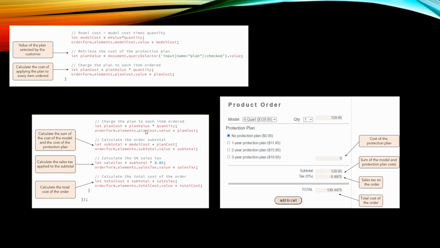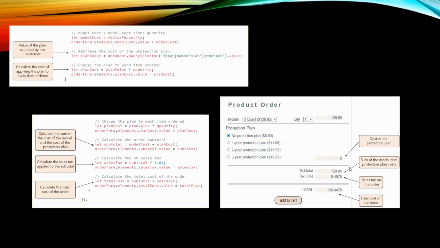Then we're going to come down here to this bottom left, and we're going to update the rest of these text boxes. So here we're going to calculate this order subtotal, which is going to be the plan cost plus the model cost. We just add those two together. Then we set this subtotal value to what we just calculated. Then we're going to calculate the sales tax. So we're going to take that subtotal and multiply it by 0.05 for 5%. We're going to set the value of this text box to that value. And then finally, we're going to calculate the total cost. So subtotal plus tax, and then we're going to set that value.